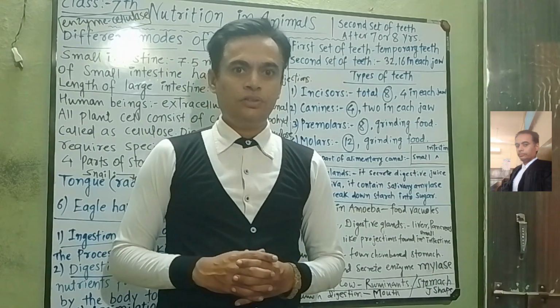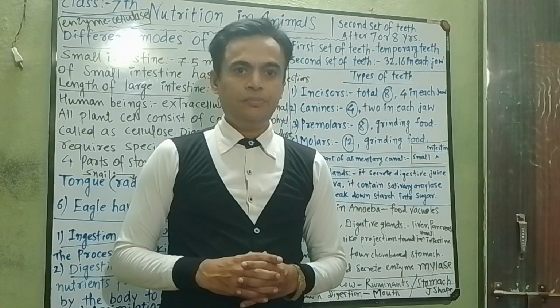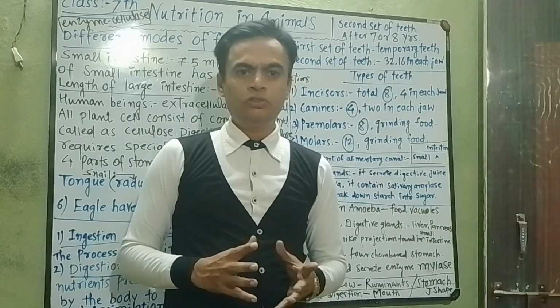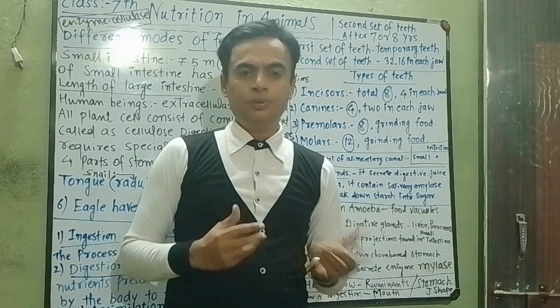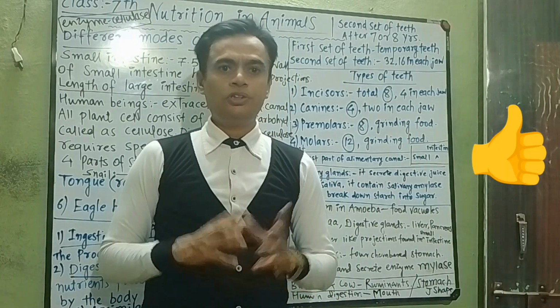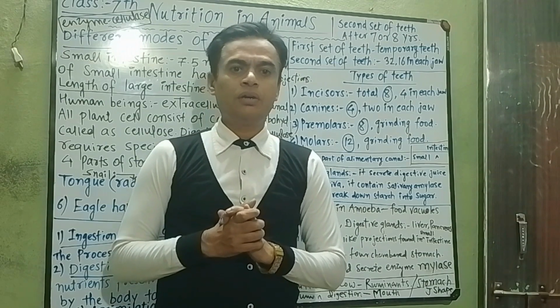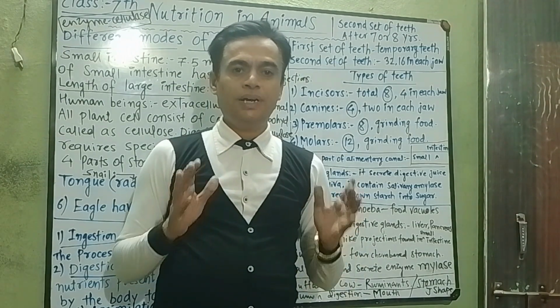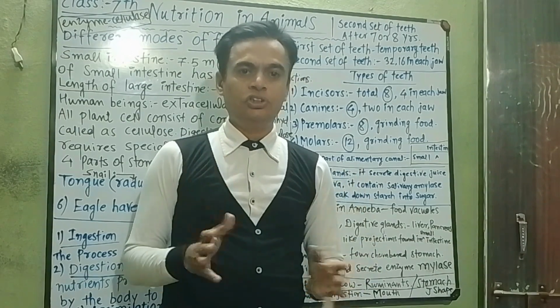Today we are going to see a new chapter, and the name of the chapter is Nutrition in Animals. In this particular chapter we have to see how the nutrition in plants is different from that of animals. Now you must know what nutrition is initially. The process of obtaining and utilizing food by living organisms is called nutrition.